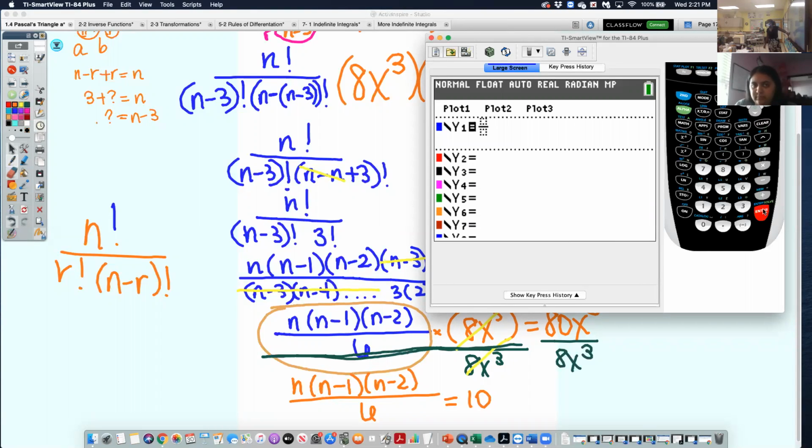I'm going to type in the left-hand side into y1. But remember, I can't use n in the calculator. I have to use what? I got to use x. So it's going to be x times x minus 1, close parentheses, times x minus 2, close parentheses, all over 6. Then I'm going to go down to y2, and I'm going to type in the right-hand side into y2.